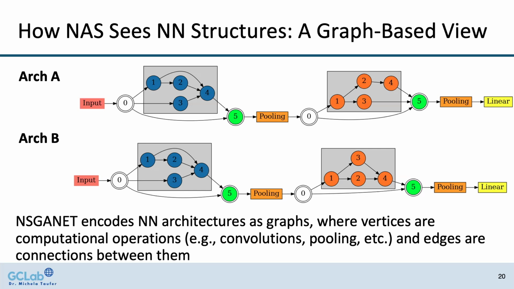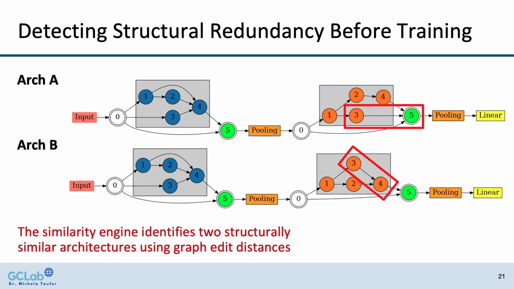And then the edges between the computational units are the connections between these layers. And so to identify this structural similarity, we leverage graph edit distances to find architectures that differ by just very few operations. In this example, in the slide, you can see that the two networks differ by only two edits. And in our experiments, they perform in terms of accuracy almost the same.